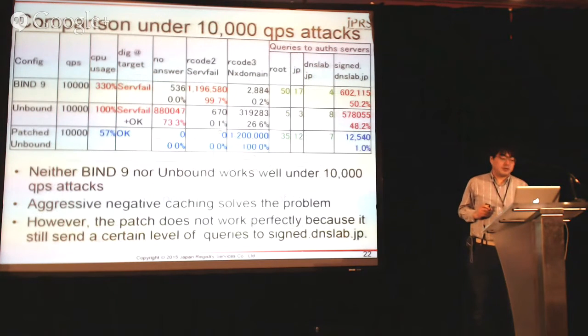And this table shows a comparison under 10,000 query per second attacks. Neither BIND9 nor Unbound works well under 10,000 query per second attacks, and aggressive negative caching solves the problem. However, the patch doesn't work perfectly because it still sends a certain level of queries to signed dnslab.jp.